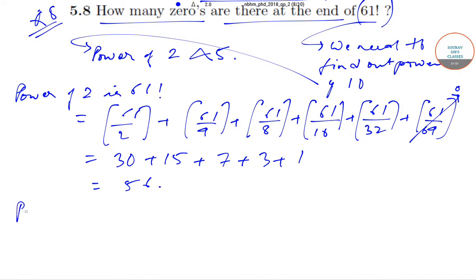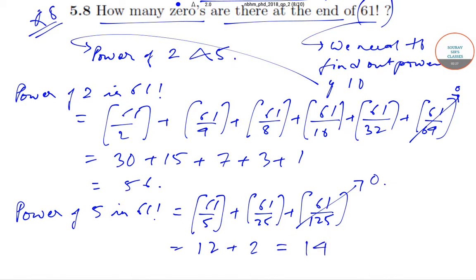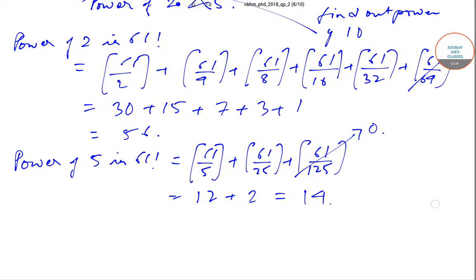Now we'll find out the power of 5 in 61 factorial. So this would be equal to the greatest integer of 61 by 5, plus the greatest integer of 61 by 25, plus the greatest integer of 61 by 125, which is basically equal to 0. The greatest integer of 61 by 5 will be basically equal to 12, and 61 by 25 will be equal to 2. And 12 plus 2 is basically equal to 14. So the power of 5 in 61 factorial is 14.